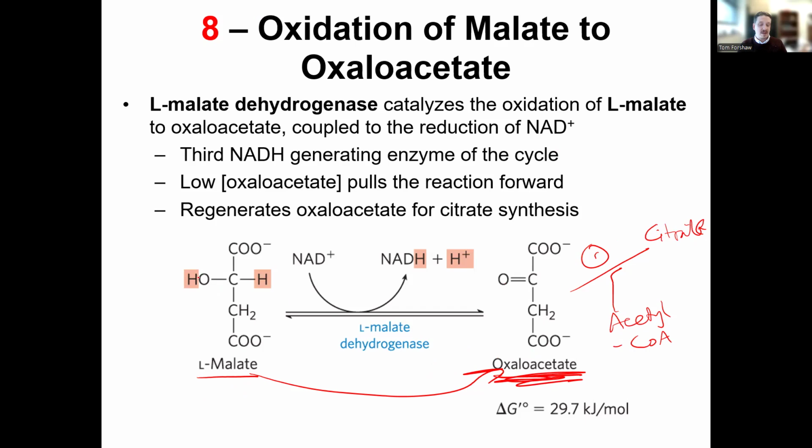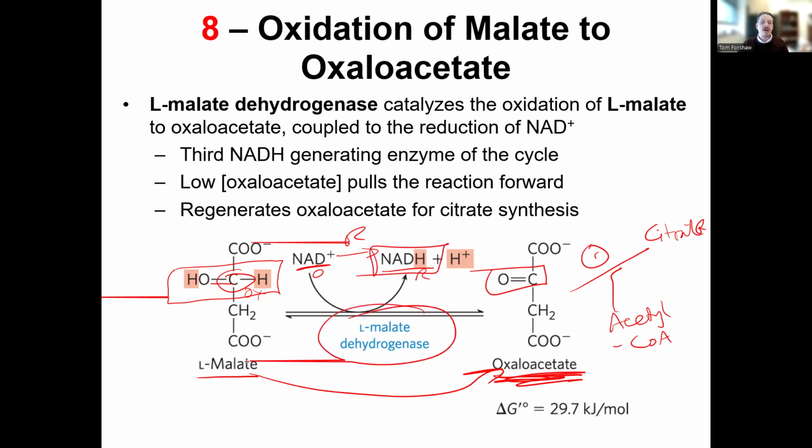Across at this carbon here, you get the oxidation of this carbon. This carbon is oxidized from the alcohol to the carbonyl. Sorry, guys. And this is coupled to the reduction of NAD to NADH, from the oxidized NAD to the reduced NADH via the enzyme malate dehydrogenase. Malate dehydrogenase. L is reflecting that's going to be highly stereospecific. It's only going to work on the L stereoisomer.